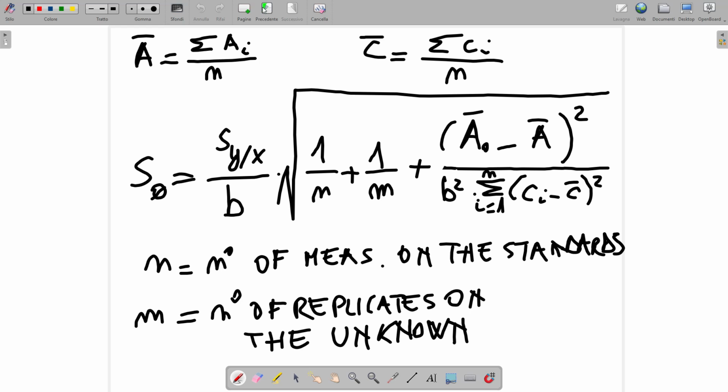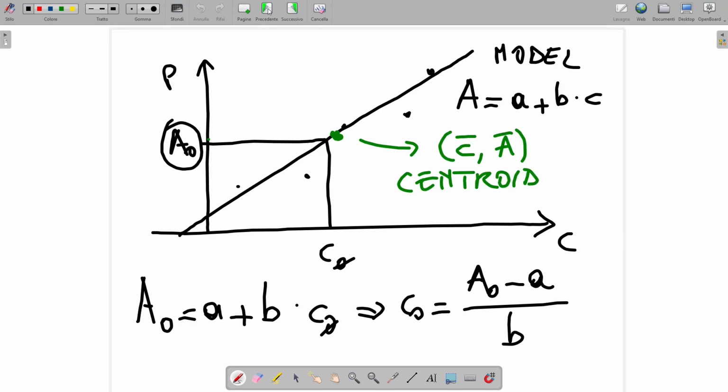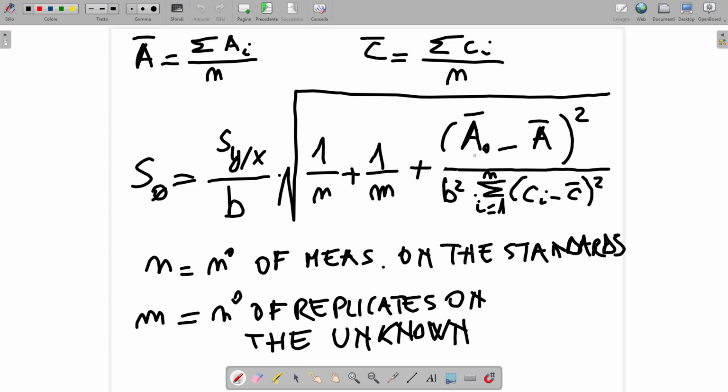Sorry, Professor, but A0 is still an average. Yes, it is an average of all the readings of area of the unknown. You have an average here. But in the formula we have Ci, not C0. We have Ci in the denominator, but in the numerator you have that A0 should be close to A average. This implies that C0 is close to C average. It is equivalent.